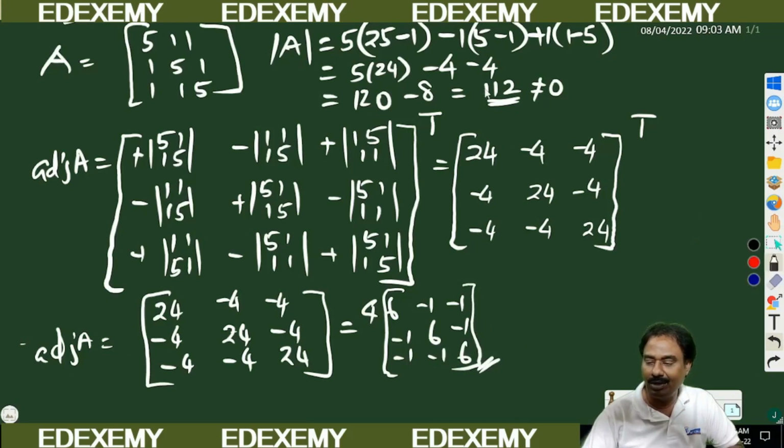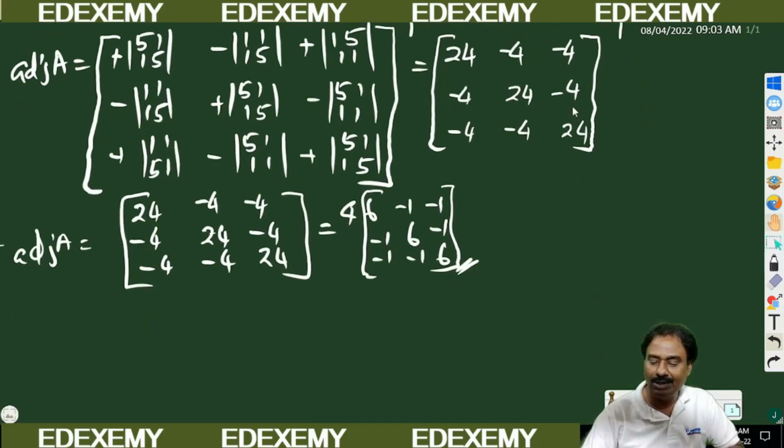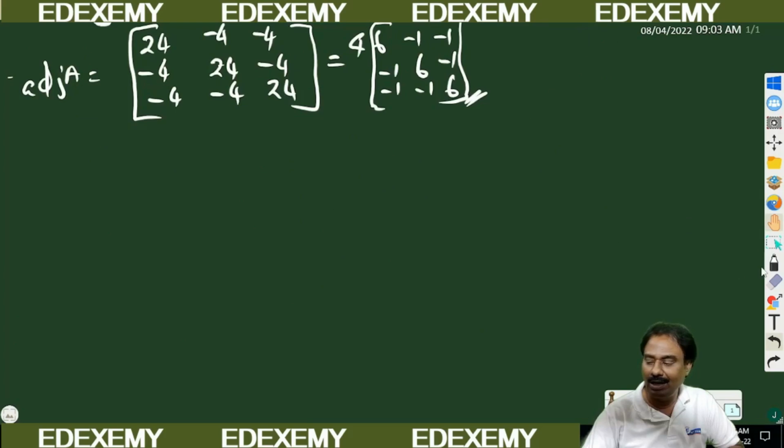Now, we will pass on to find the inverse of A. Now, we substitute all these numbers in the formula. Now, what is the formula?